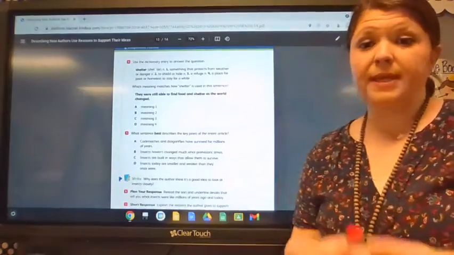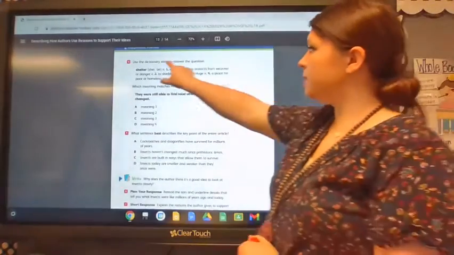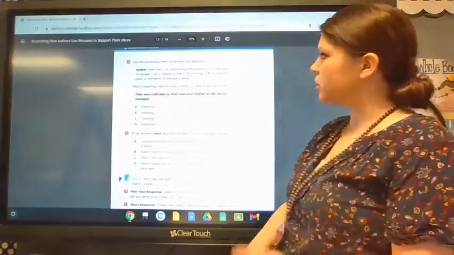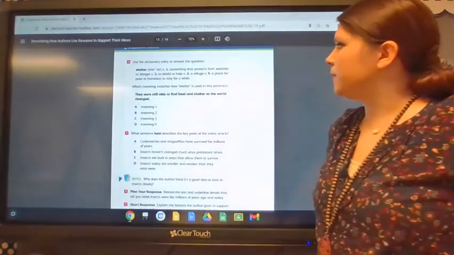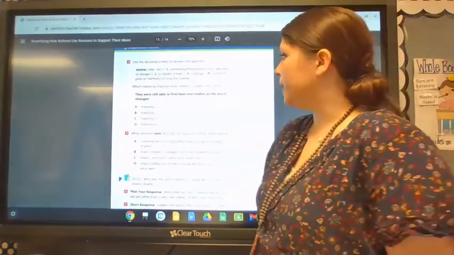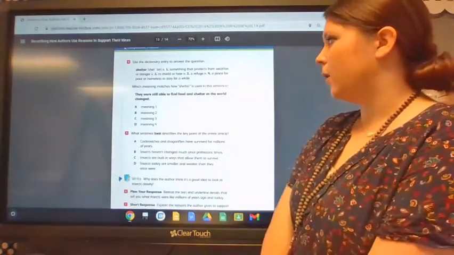All right, number 4 says to use a dictionary entry to answer the question. So this is from a dictionary, and we need to use this to answer the question. Shelter: 1, something that protects from weather or danger. 2, a shield to hide. 3, a refuge, or a place for poor or homeless to stay for a while.